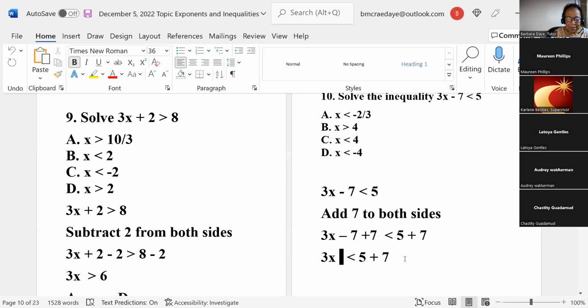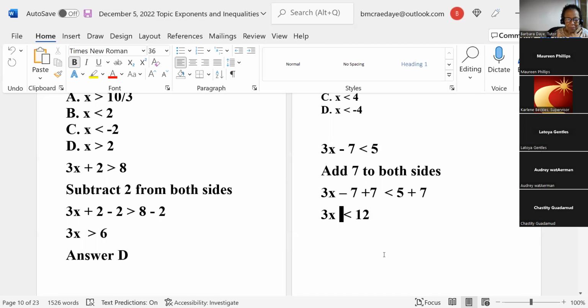Okay, what's 5 plus 7? 12. So let's put 12 here. Now, Audrey, 3x less than 12. What would be the answer? What would x be? We're solving for x. How would I solve this inequality for x?